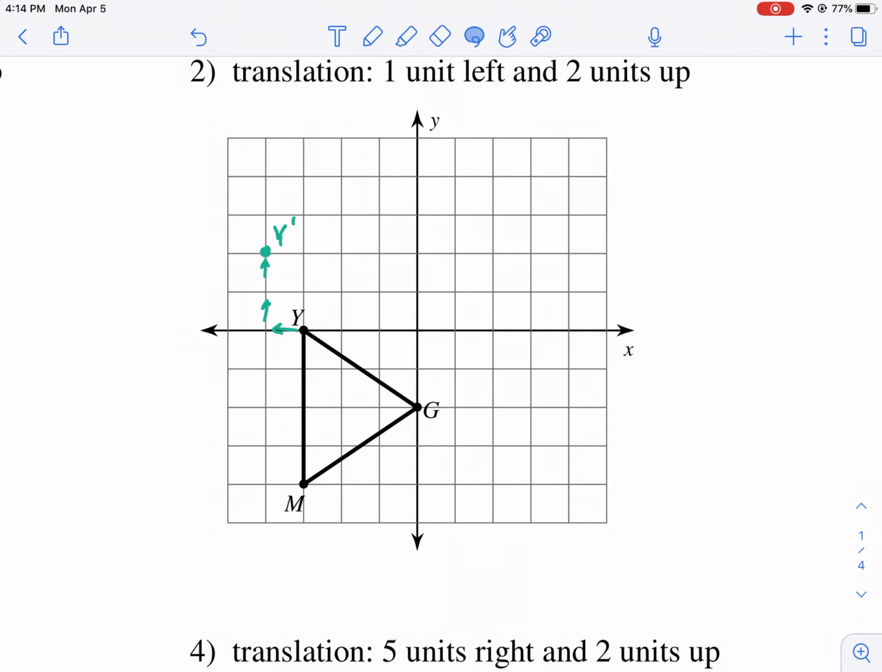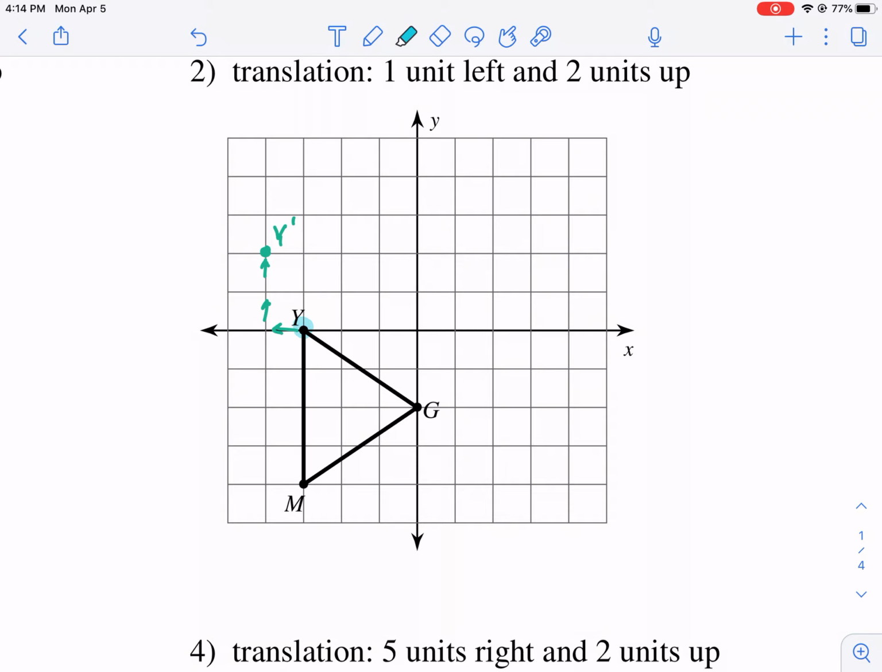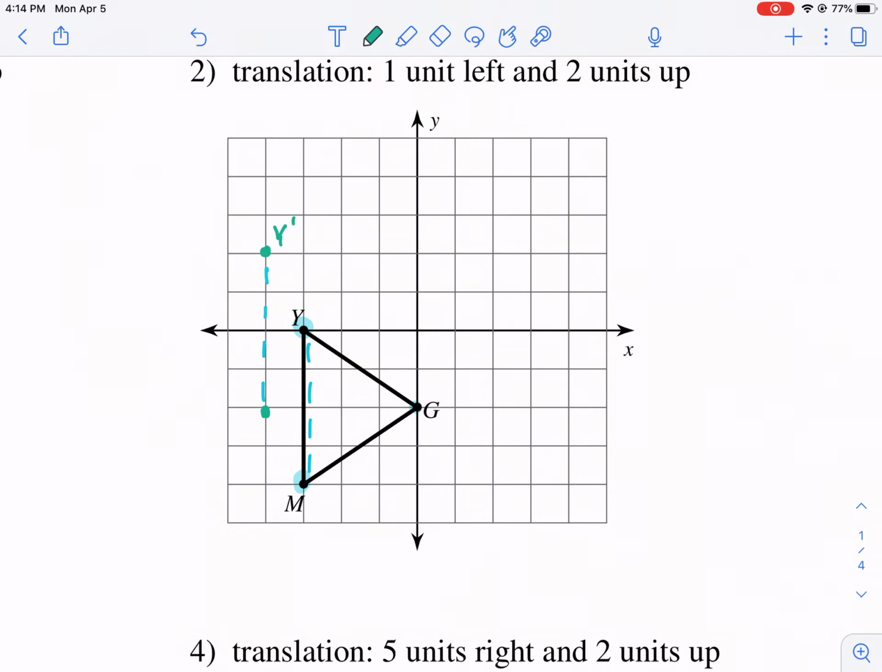Or what I can realize, and some of my students like to do it this way, is the relationship that Y has with M and G. For example, they see that M is 1, 2, 3, 4 units straight down from Y. So it needs to keep that relationship after I move it to Y prime. That relationship is 4 units down, so that'd be 1, 2, 3, 4 to M. So this is going to be M prime, because M prime is 4 units down from Y prime.